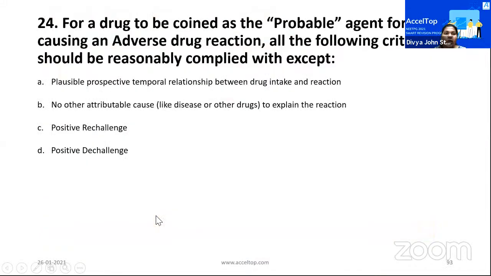Okay, right. So again, consolidating the concept, for a drug to be coined as a probable agent for causing an adverse drug reaction, all the following criteria should be reasonably complied with, except. So plausible, prospective temporal relationship between the drug intake and reaction, no other attributable cause like disease or other drugs to explain the reaction, positive rechallenge, positive dechallenge. So except, you will write positive rechallenge. Okay.